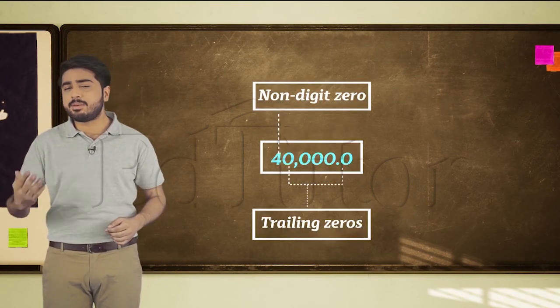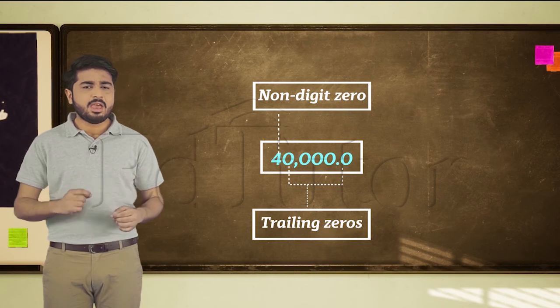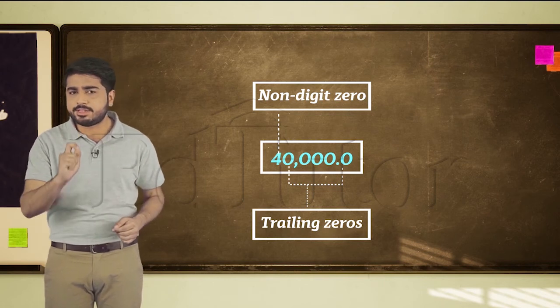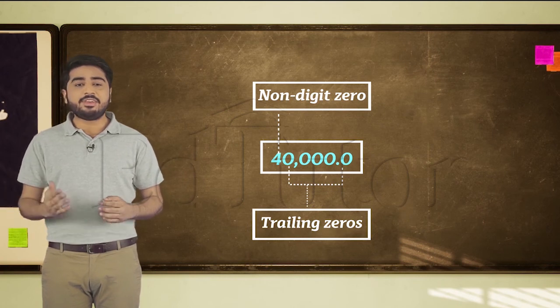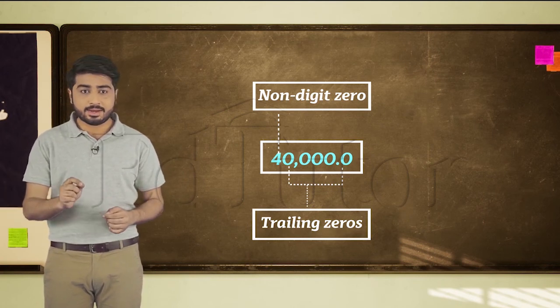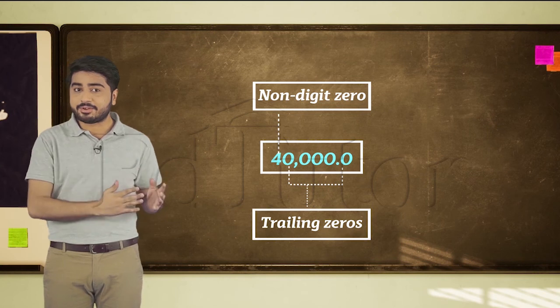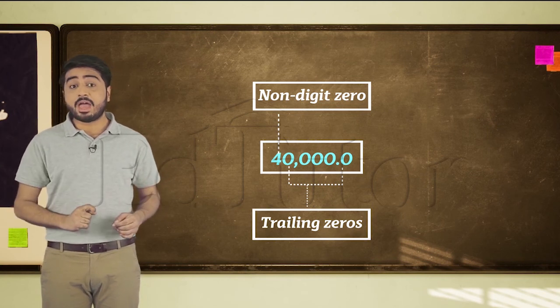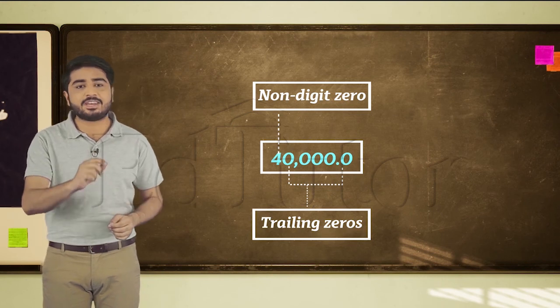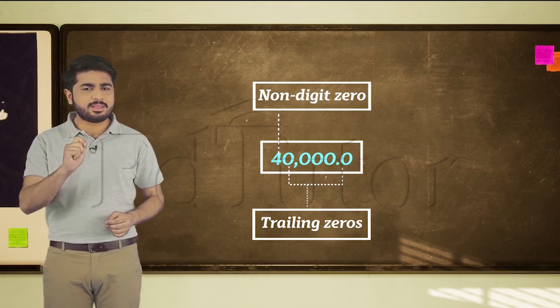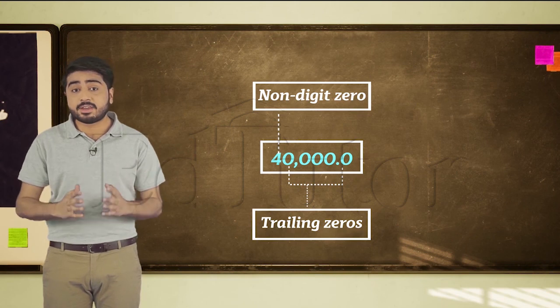Let's go over the same example. Let's say we have a number 40,000.0. We have a decimal at the end of the number. We have a non-zero digit and our trailing zeros on the left. But this time, we have a decimal point at the end, which makes these zeros significant. So, in this number, we have 5 significant figures. I hope this gives you a better idea about significant figures.